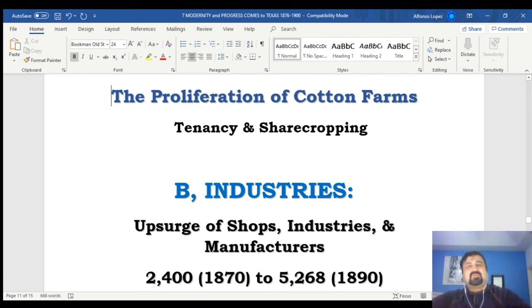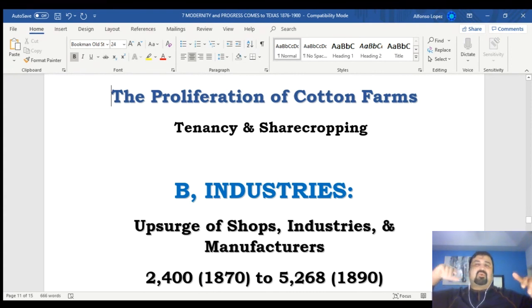What the proliferation of cotton farms did is that in many cases, many farmers were not really able to own their own land to actually create a commercial farm. So many of them were selling their labor to a large landowner, an agricultural company, or another farmer, because they wanted to grow cotton, they wanted to make money.